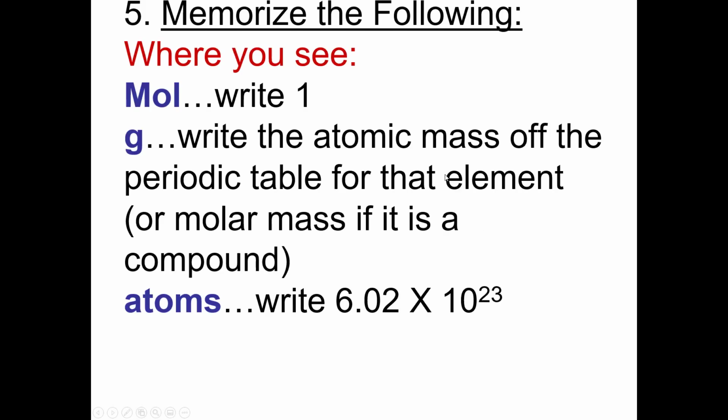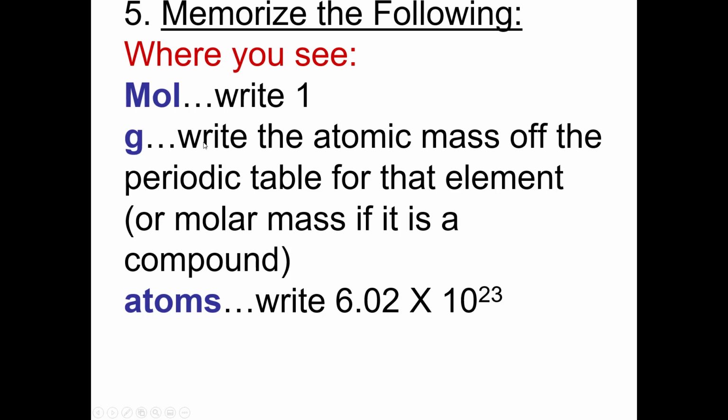Now to fill in the space. This you're just going to have to know. It's only 3 things, so it's not too hard. Moles are the base conversion factor. Everything goes through moles, and so wherever you have moles, you write 1. When we're talking about conversions, we're talking about how many things are in a mole, how many grams are in a mole, how many atoms are in a mole. You always go through the mole. So mole is the base conversion factor, so you're going to write 1.